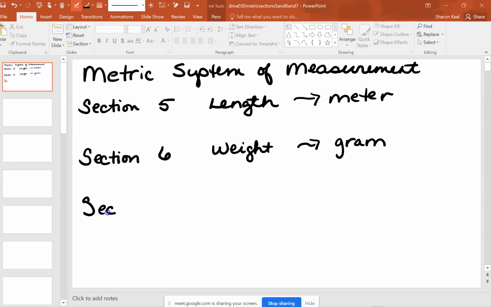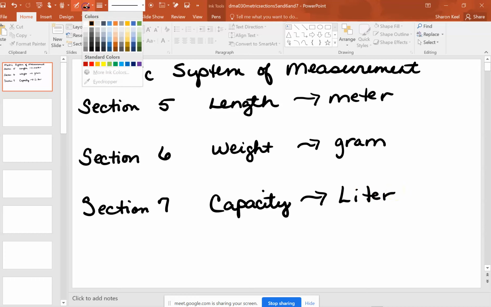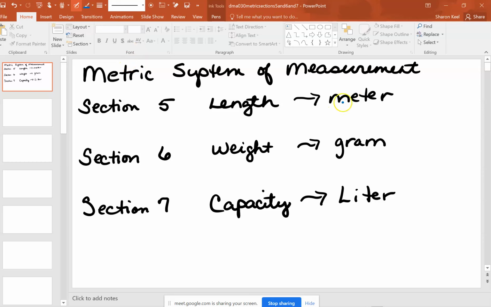And in section 7, we will talk about capacity. Capacity is the volume, and that would be the liter. Okay? So with each of these three, we will abbreviate meter with just the letter M. Gram is going to be abbreviated with the letter G, and liter is going to be abbreviated with an L. Okay?